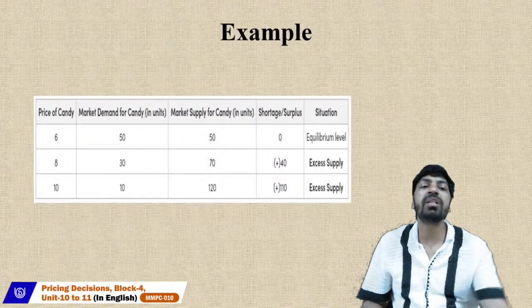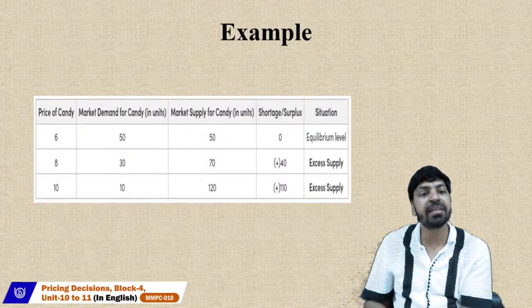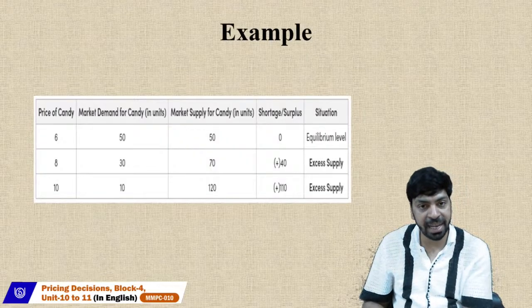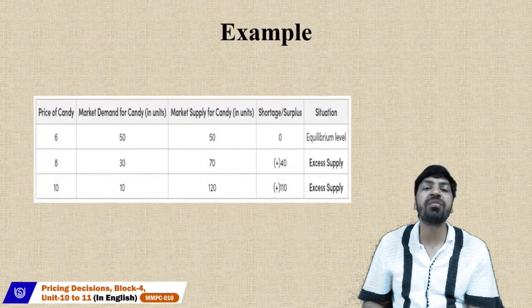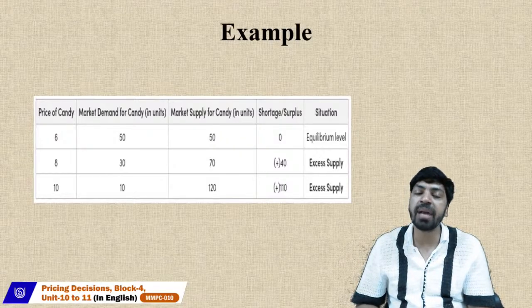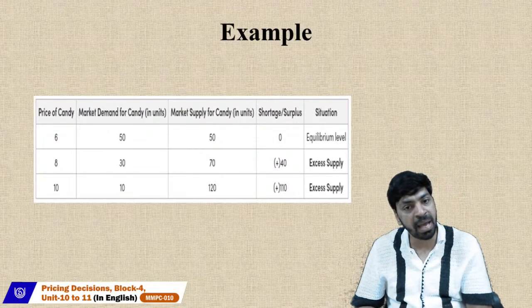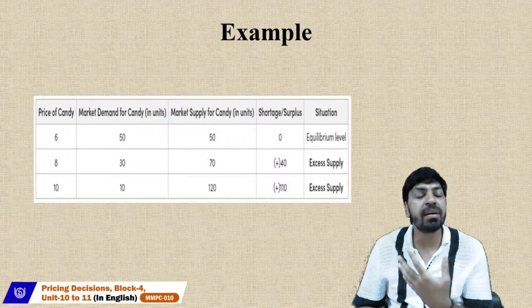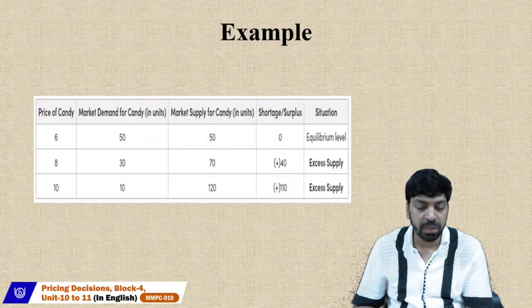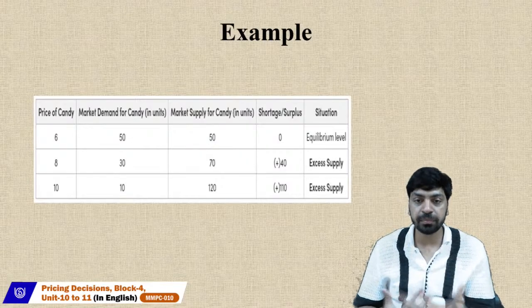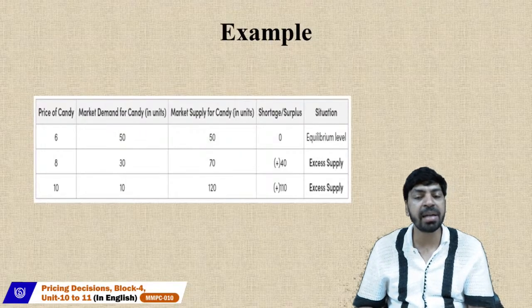This is an example showing the price of a candy: 6, 8, 10. Market demand for candy units is 50, 30 and 10. Market supply for candy units is 50, 70 and 120. The equilibrium level is where demand and supply are equal. Excess supply is where demand is less than supply. So plus 40 and plus 110 show the excess supply as the demand is low. That means the excess or idle stock is available to be sold off to consumers at lower prices.